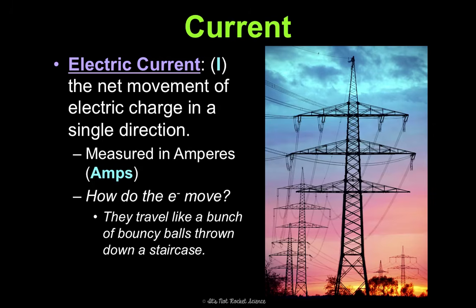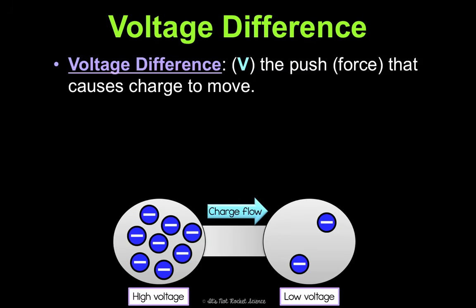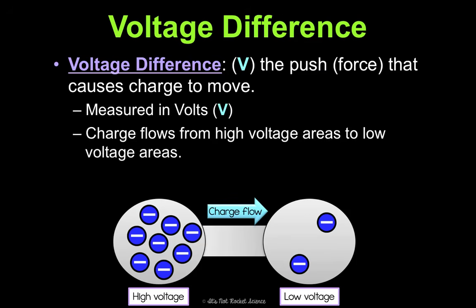So how do we get this current to flow? Two main things play into it. One of those being voltage difference. The voltage difference, which is abbreviated as a capital V, is the push. It's the force that's causing charges to move. We measure it in volts, which is abbreviated as a capital V, and charge flows from areas of high voltage to areas of low voltage.